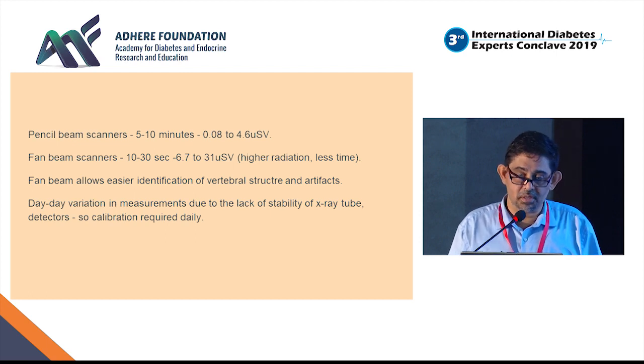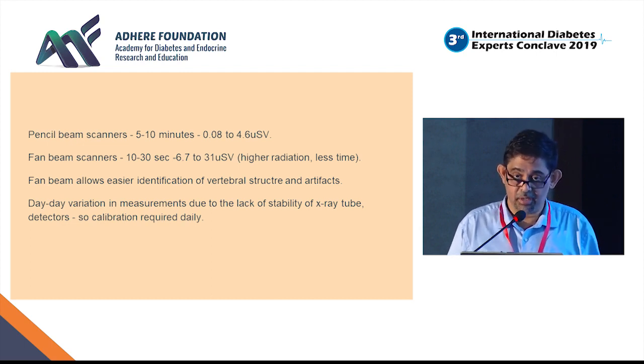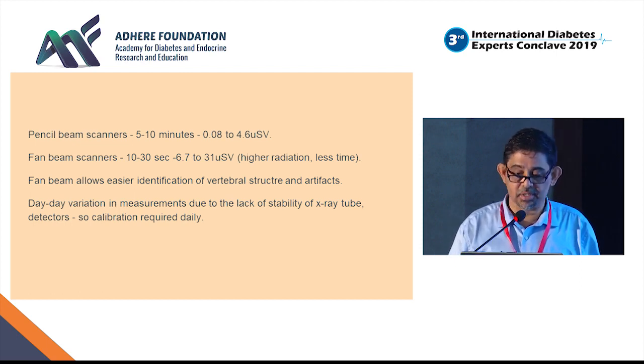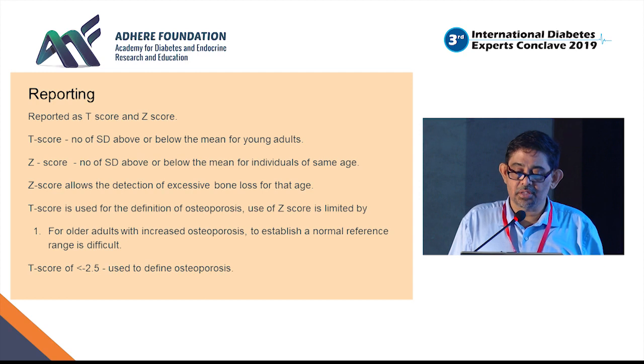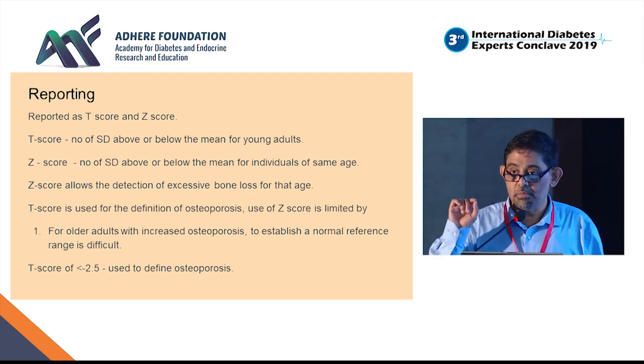So if you have a center who routinely does DEXA scans, make sure that the center actually calibrates their system every day. This calibration is very important. If you want to have a center that is reliable, you need to make sure that they calibrate their systems every day. Reporting, as you all know, is by a T-score and a Z-score. T-score is the number of standard deviations above or below the mean for young adults at 30 years of age.